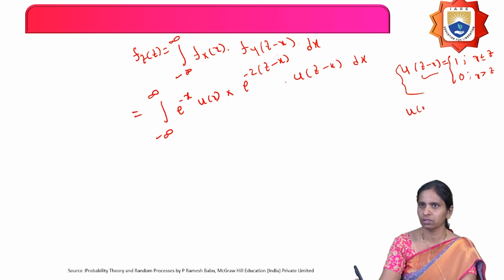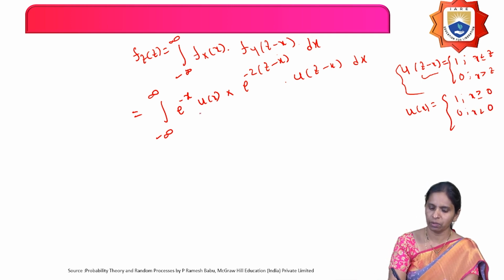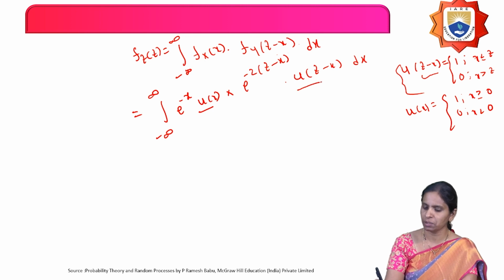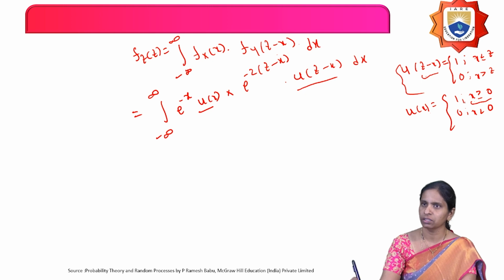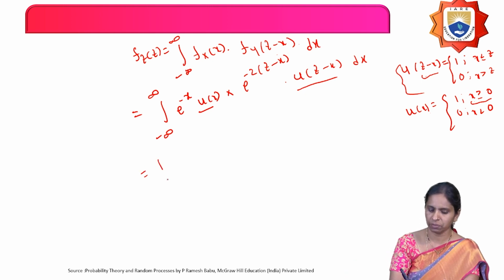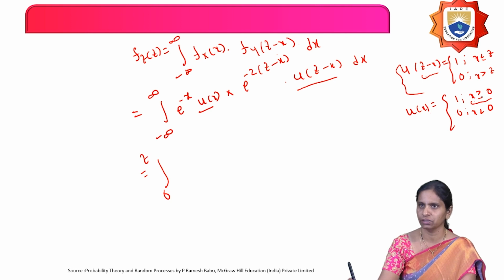And what is u(x)? The unit step function is 1 when x is greater than or equal to 0, and 0 when x is less than 0. Now we will multiply u(x) with u(z − x). When you multiply them, this is for x ≥ 0 and this is for x ≤ z. Therefore, what is the range of x here? You have to write down the common range. This is 1 for x from 0 to infinity, and this is 1 only for x from 0 to z. So the common range is 0 to z.